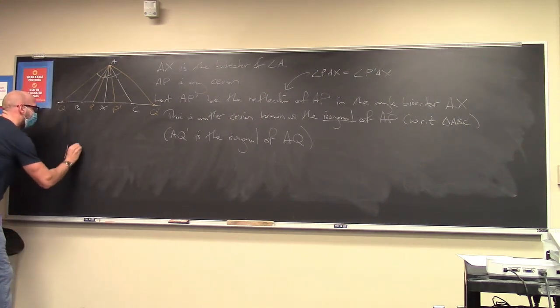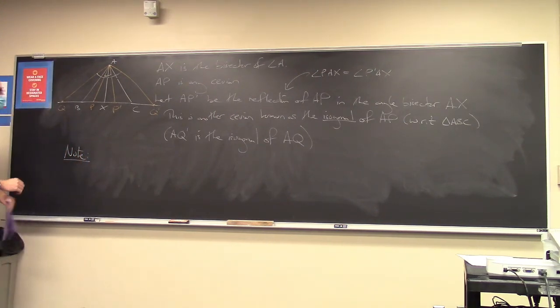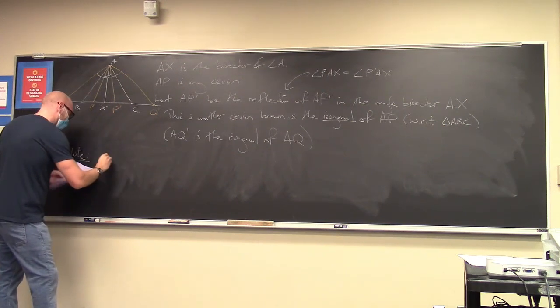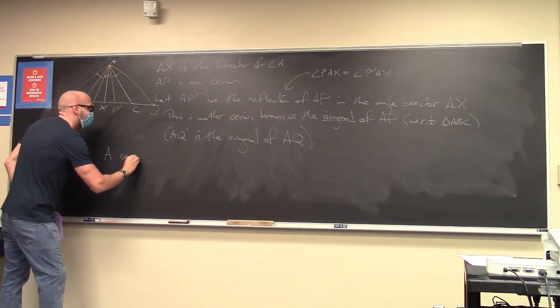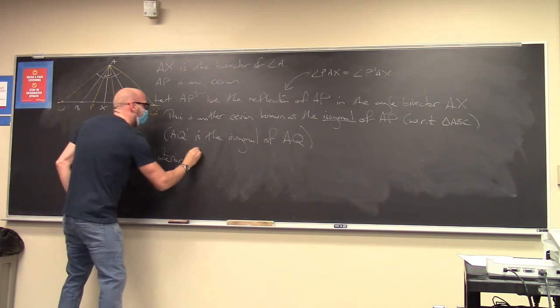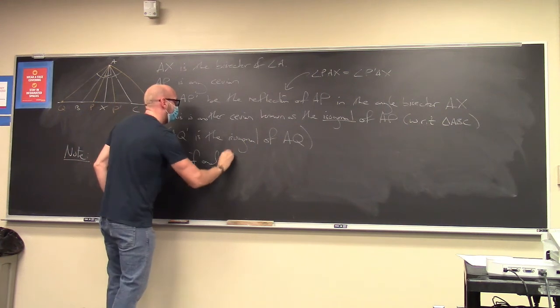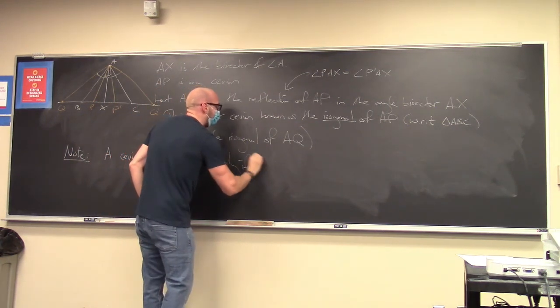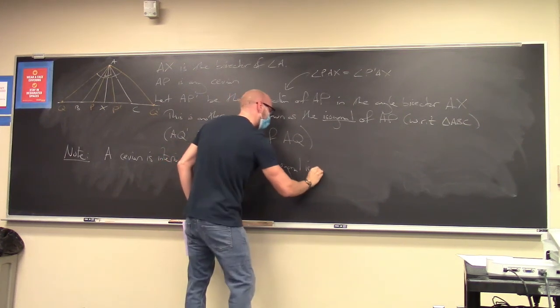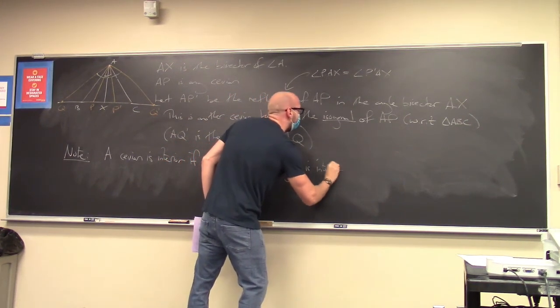But we'll just make a note. We don't want to prove this. It's really quite obvious. But note, a Cevian is interior if and only if its isogonal is interior.